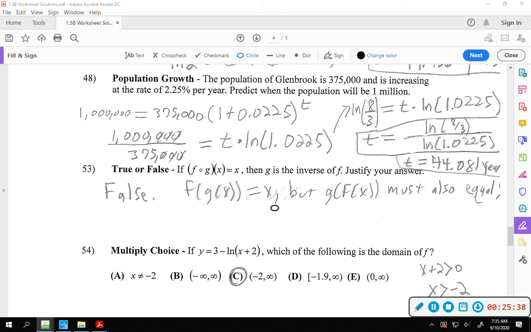And a good example to look at is the domain restriction situation. That's when you really have to be careful to make sure that it works both ways. Okay, so if you're dealing with an x squared, and whether it's a positive square root of x or a negative square root of x.